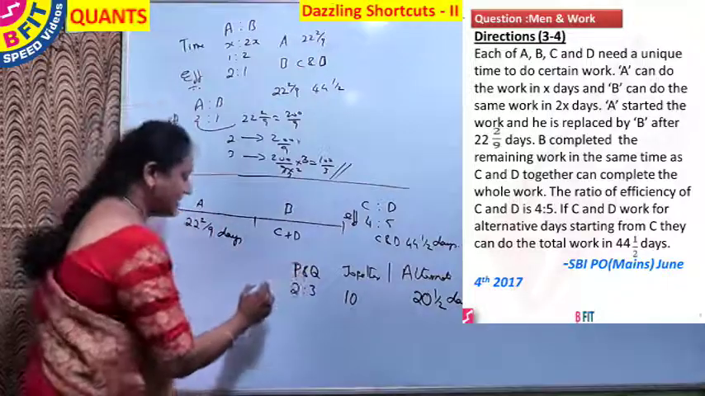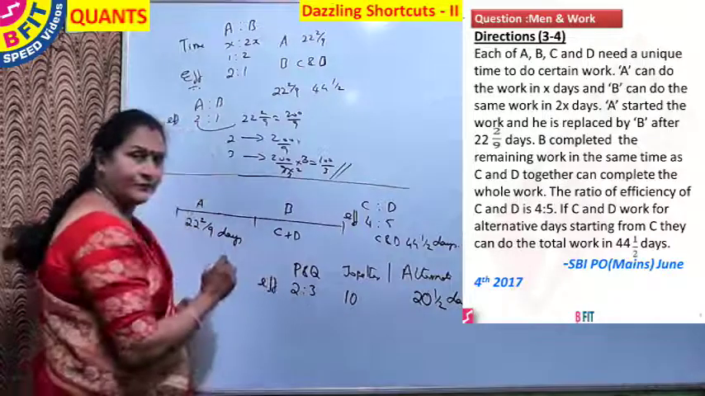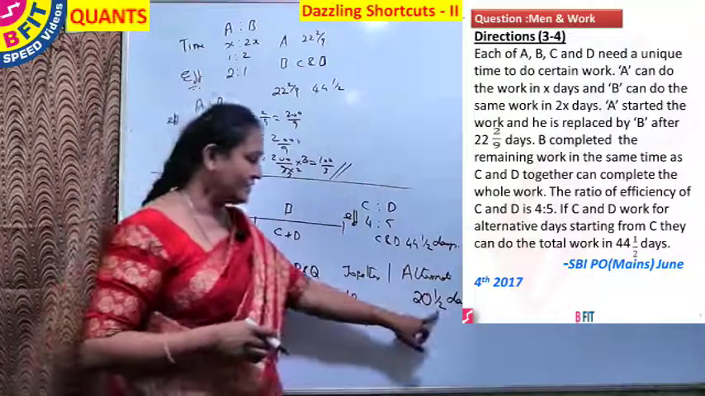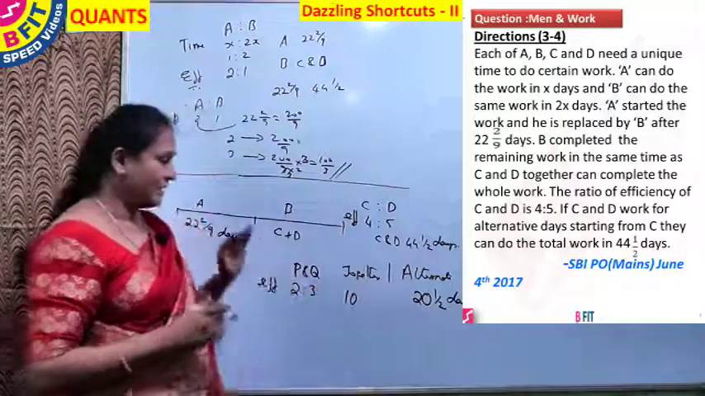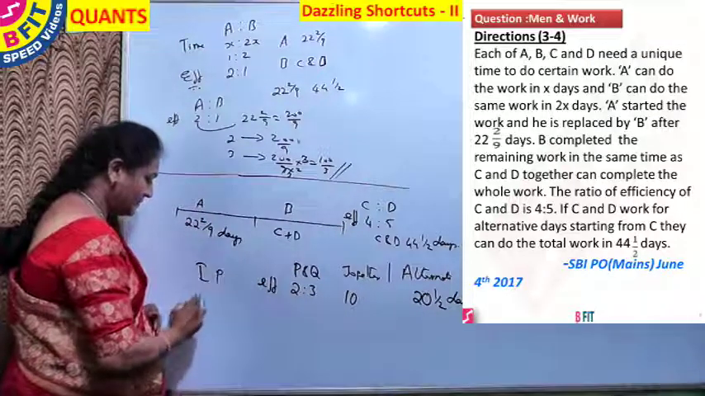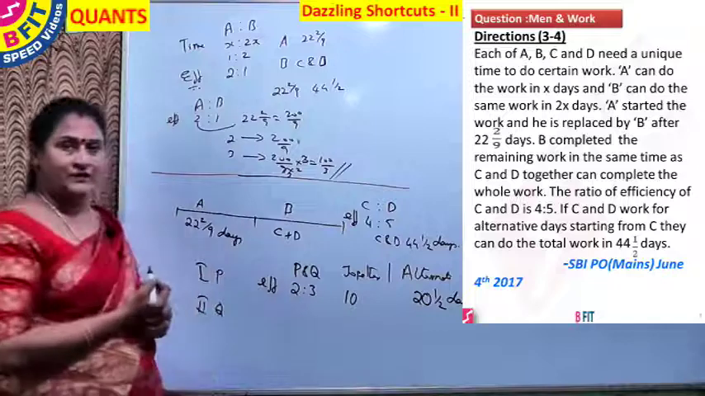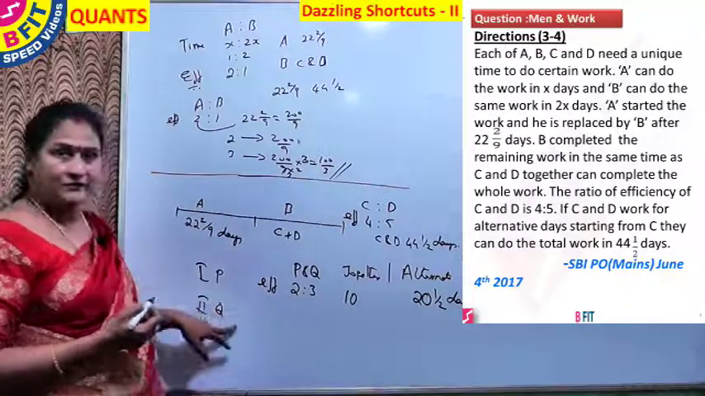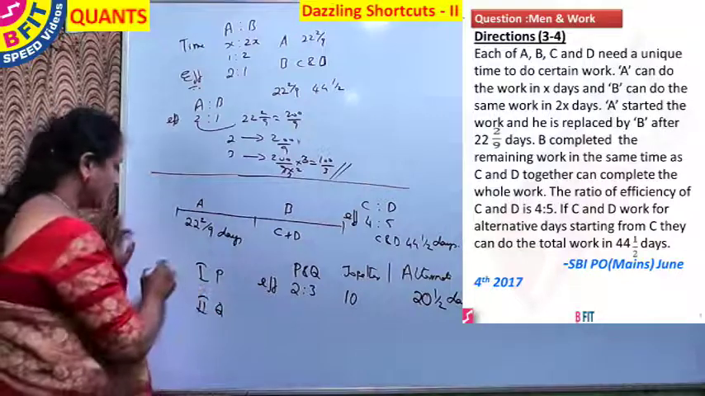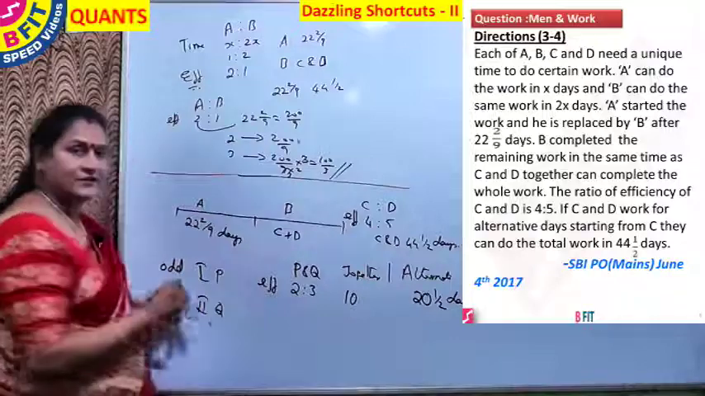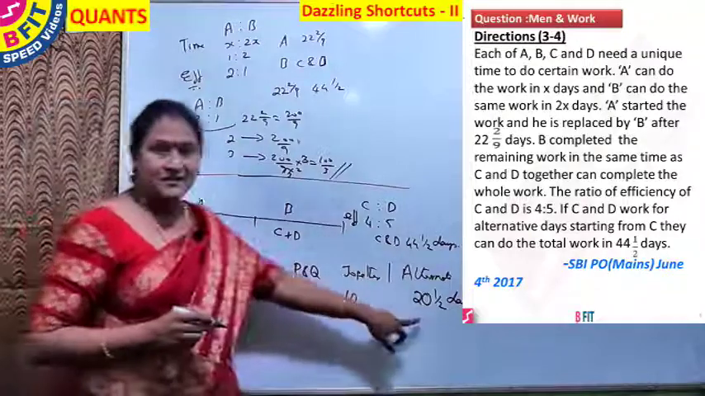So here efficiency I took as 2:3. So we need for P and PQ because this half day's work is for P. When they are working alternately, so first day if P works, second day Q will work. So which means third day P will work, fourth day Q will work. So which implies odd days P's work is there and Q's work is there for even days. So 20 is an even number.